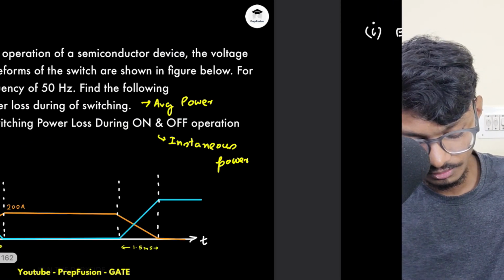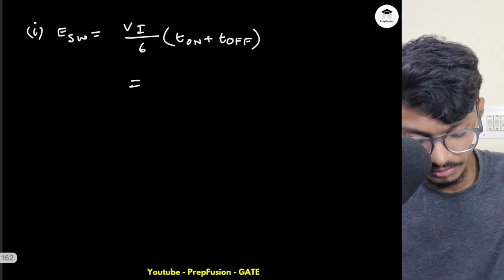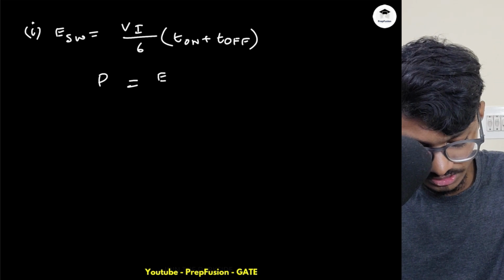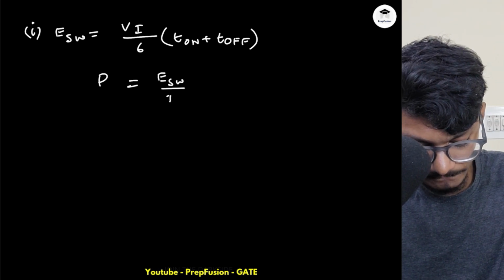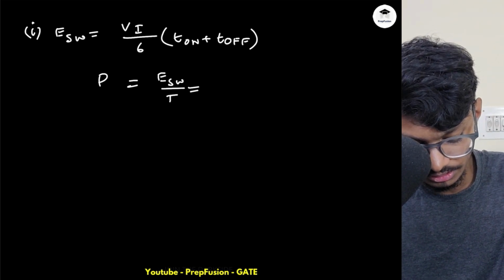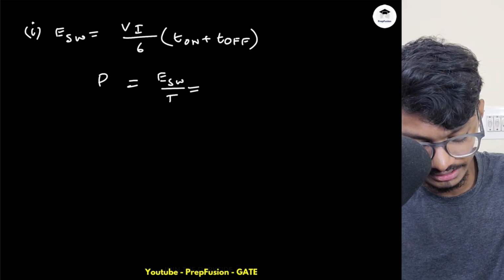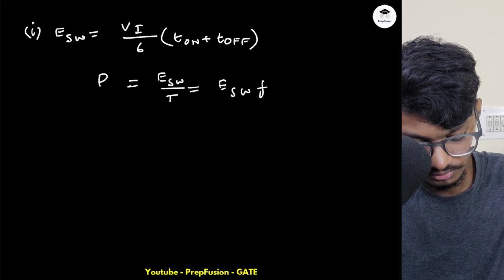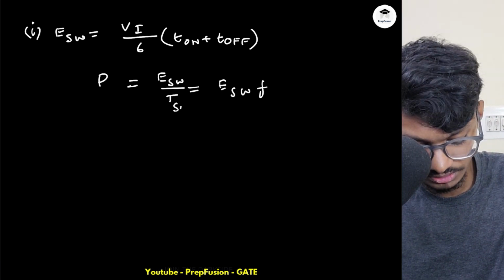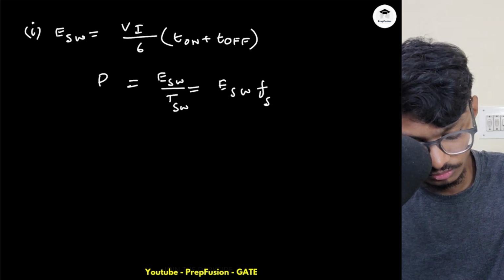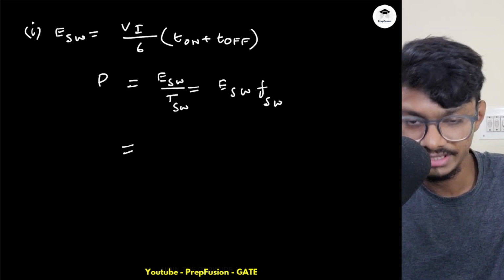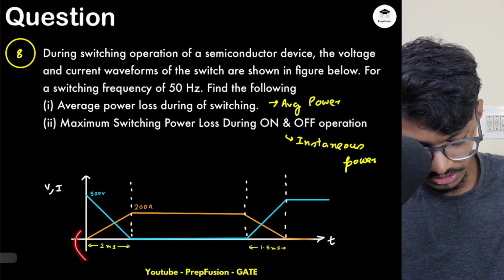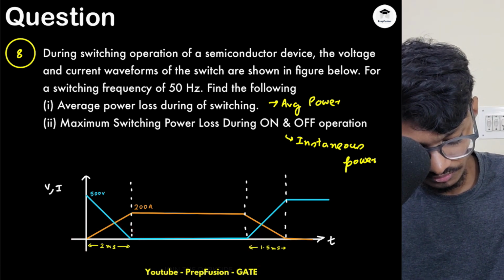So this is some value, and for computing the average power, we just have to divide E switching by the total time, the time period, and this I can write as E switching into frequency, right? 1 by T is F. This is the switching frequency. So they have given me the switching frequency. Now I just compute the ESW. So what is ESW? It is VI by 6 into T on plus T off. So T on is 2 and T off is 1.5.